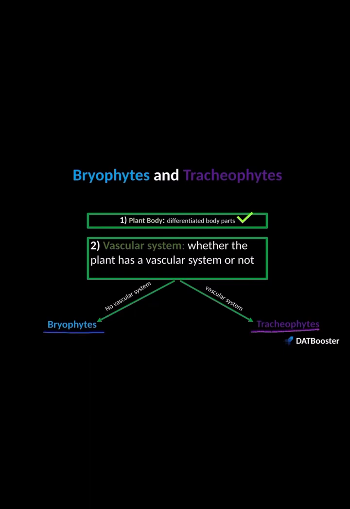A way to remember this is tracheophytes and your trachea. So your trachea is that airway to your lungs. Tracheophytes have a vascular system, meaning they have tubes. So a trachea is a tube. Tracheophytes have tubes because they have a vascular system. I don't know, it sounds dumb, it is, but it worked for me.